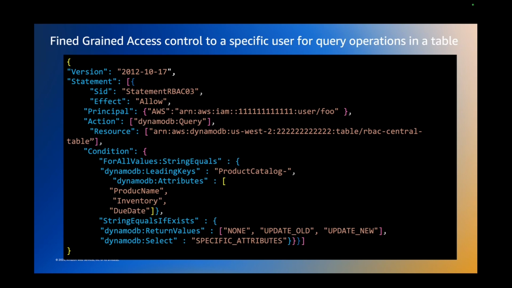We have a different example here where we are giving the user foo permissions to perform the query operation on the RBAC central table, as long as the partition key begins with product catalog, and they are asking for the specific attributes: product name, inventory, and due date.